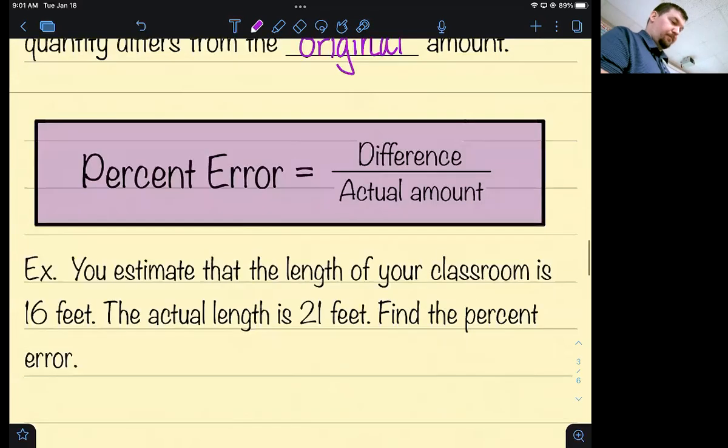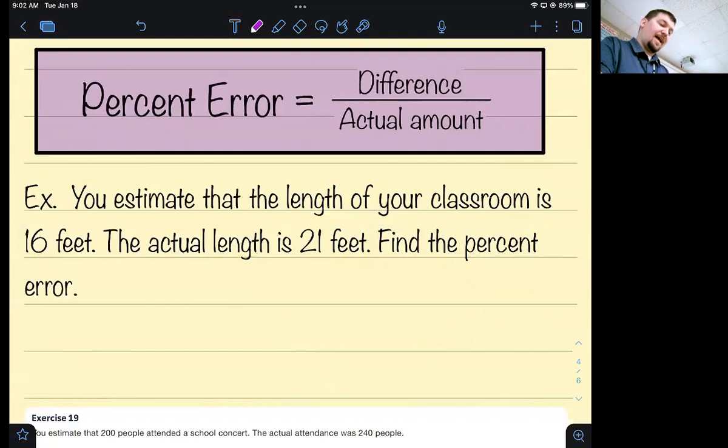So let's look at this first one. You estimate the length of your classroom is 16 feet. The actual length is 21. Find the percent error. Well, how much was I off by? 5. So again, difference means subtract. If I guessed 16, it was actually 21. That means I was off by 5.